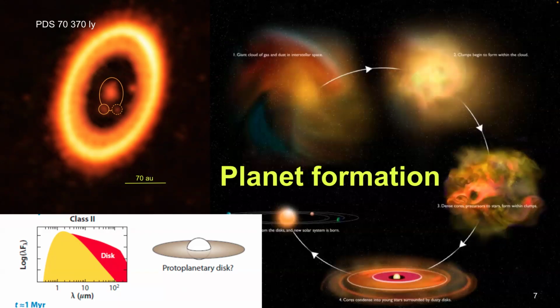So what we believe is planets are forming, and slowly the dust and gas is collected due to this planet formation.